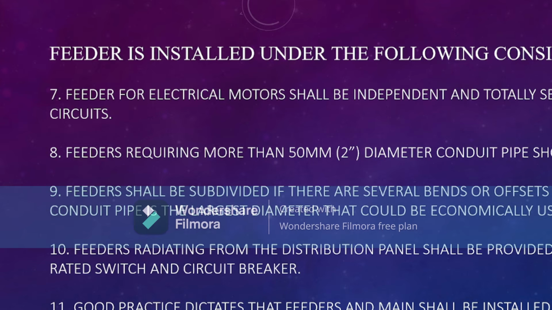Number 10, feeders radiating from the distribution panel shall be provided each with a properly rated switch and circuit breaker. Number 11, good practice dictates that feeders and mains shall be installed inside a conduit pipe as it carries high voltage that requires special protection.